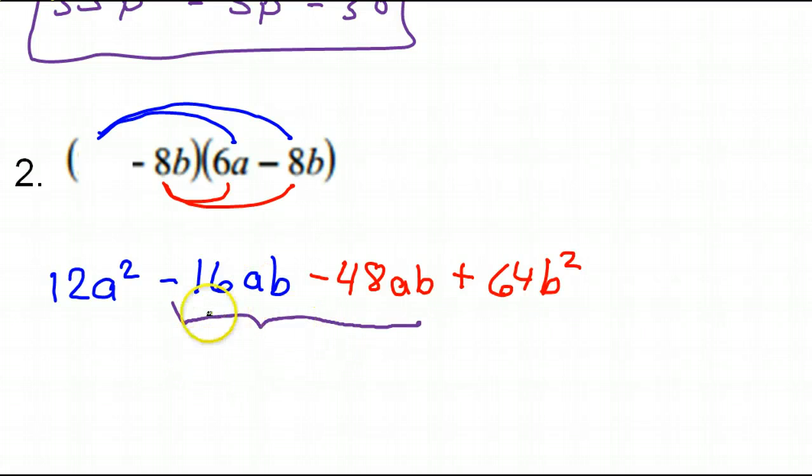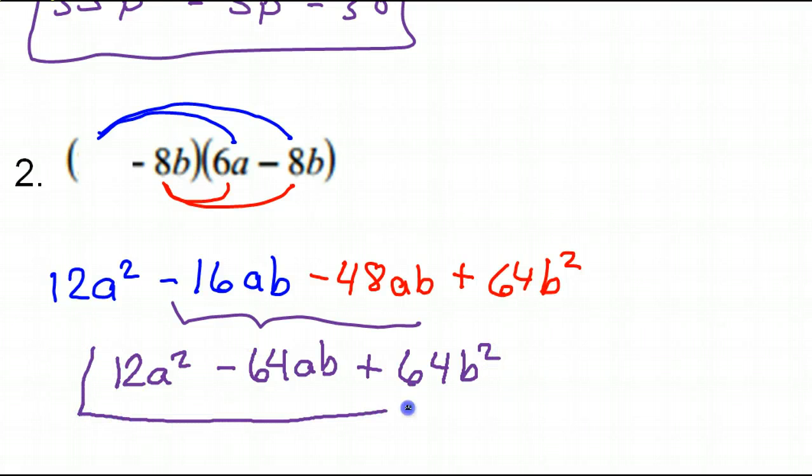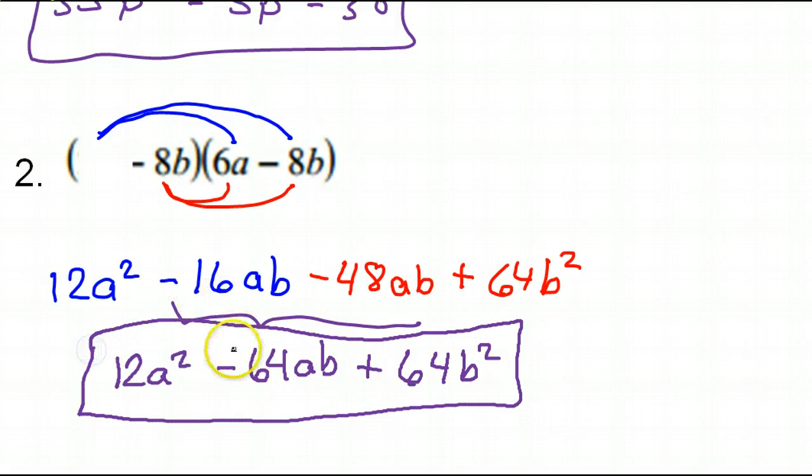Okay, so putting these two together, -16 and -48, that's going to be -64ab. And just bring these two down. So it'll be 12a squared minus 64ab plus 64b squared. So that should be your final answer for number 2.